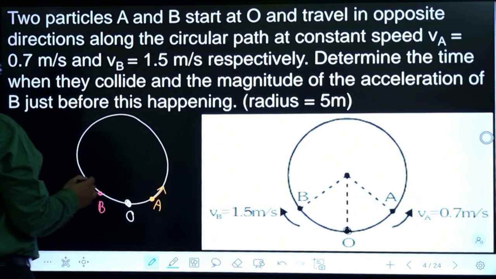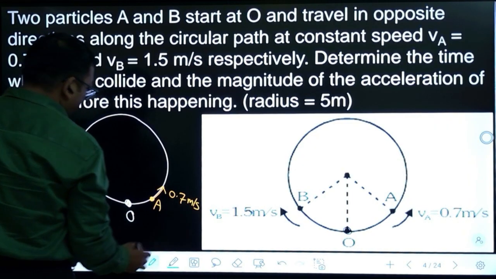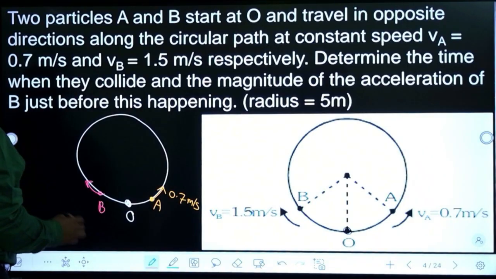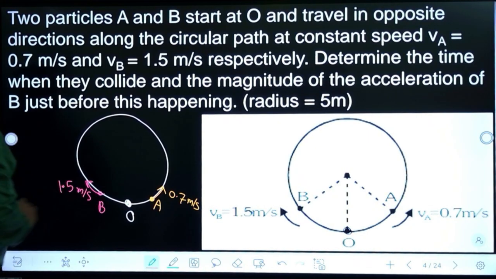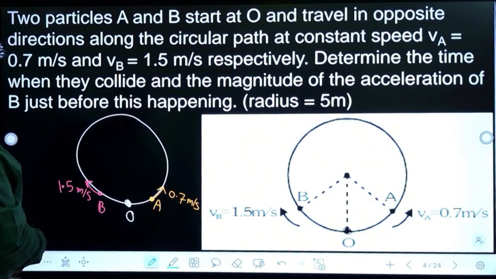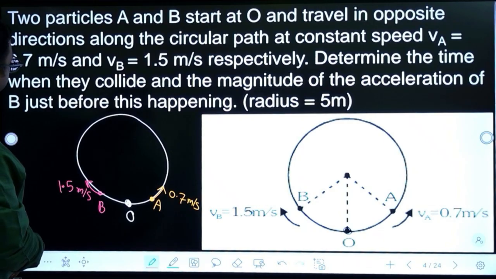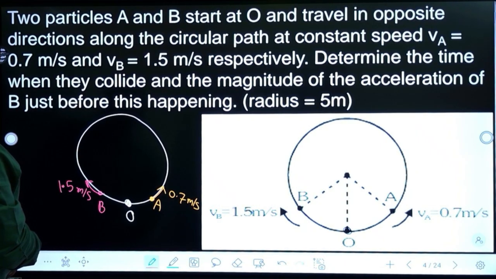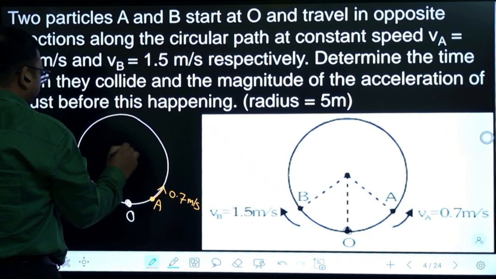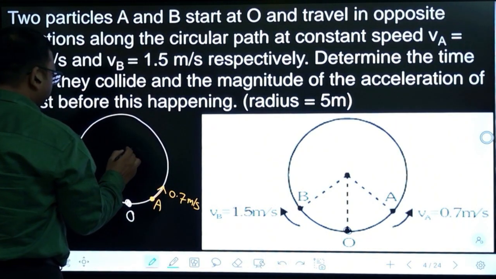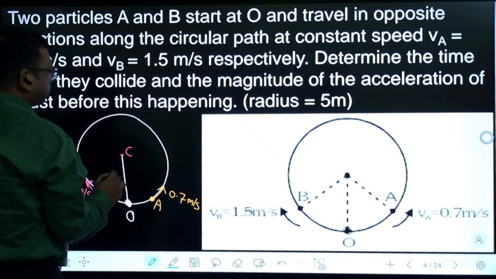Their speeds are given here. The speed of A is 0.7 meter per second and the speed of B they have given as 1.5 meter per second. Constant speed they are going. Determine the time when they collide and the magnitude of acceleration of B just before collision. The radius is given anyway. Let's take this is the center, C, and the radius they have given is 5 meters.